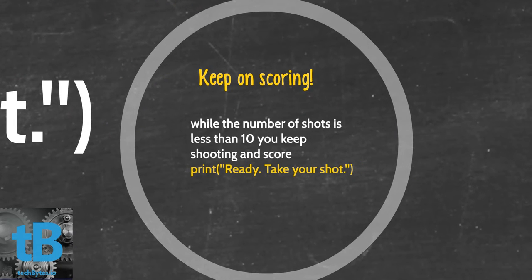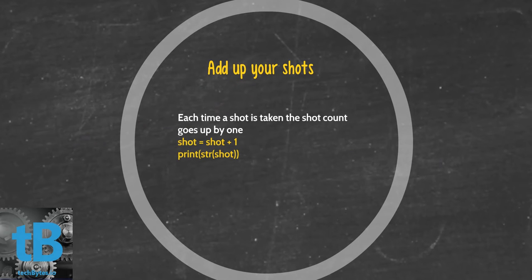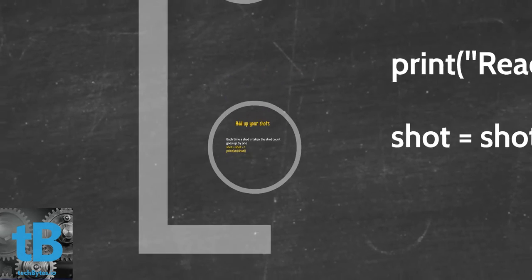And this is the loop which will occur. It will print "Ready, take your shot," and it will also add to your shots. It'll increment, adding an additional shot each time it runs through the loop. So our shot that was equal to 0 will, the first time through the loop, become 1 because it'll be shot plus 1, which will be 0 plus 1. And then we'll also print out that number so that we can see that. So why don't we go ahead and see that in action.